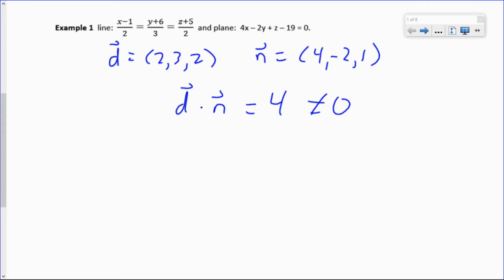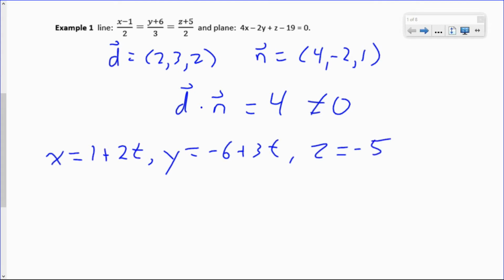Now, how do you actually find that point of intersection? Well, the easiest way to do it is to take your line and write the parametric equations. In this case, it's x equals 1 plus 2t, y equals -6 plus 3t, and z equals -5 plus 2t. How am I getting that? Well, I have the direction vector, which I get from the denominator. And then I have the initial point, which is the opposite of these 3 numbers right there. That's how I'm getting those equations. Well, I then take my parametric equations and I sub them into the plane.